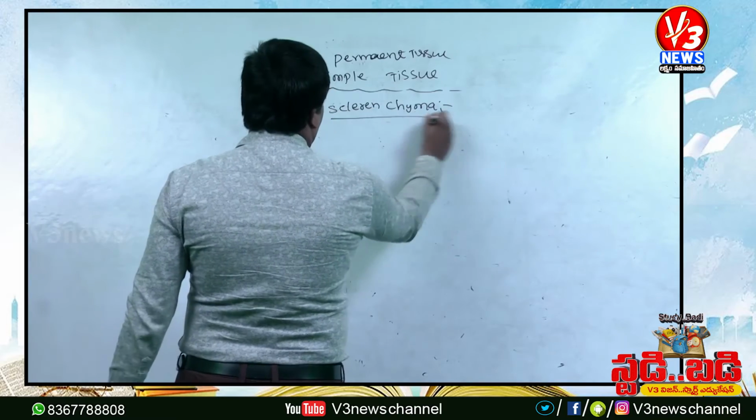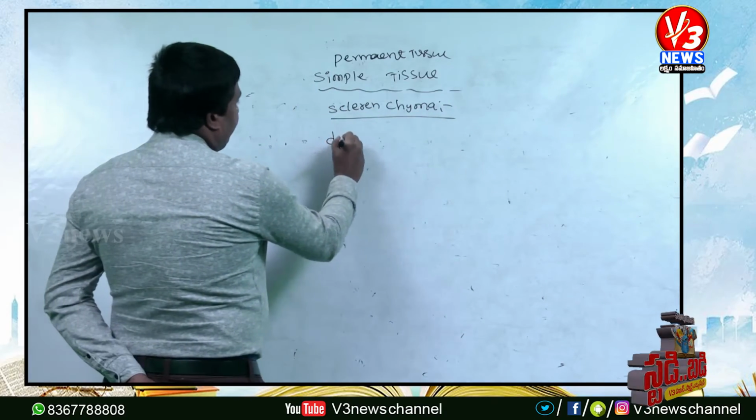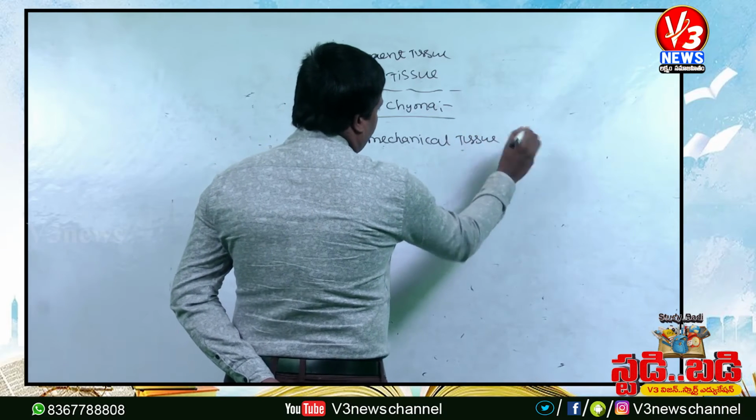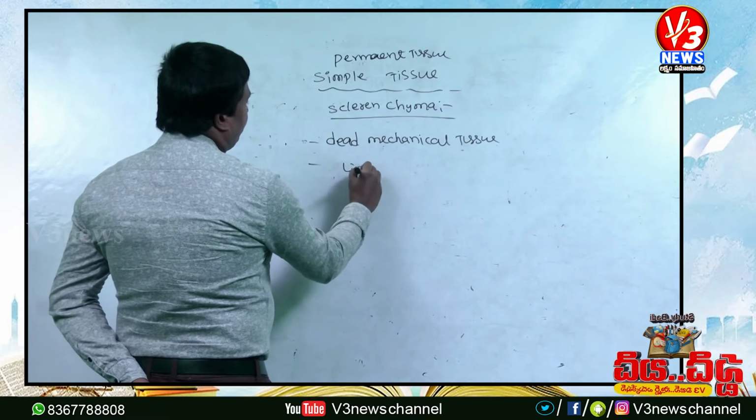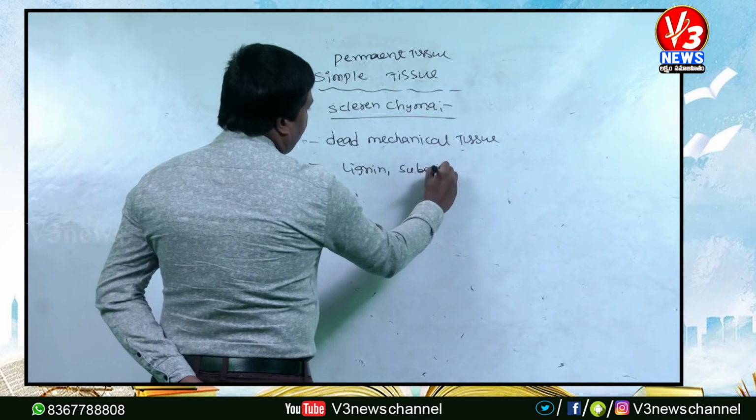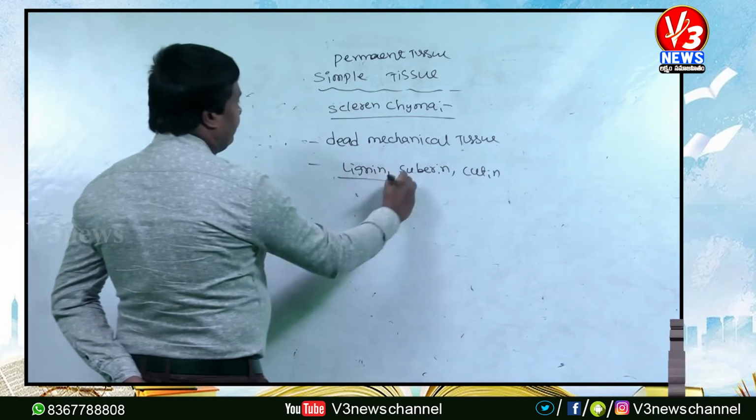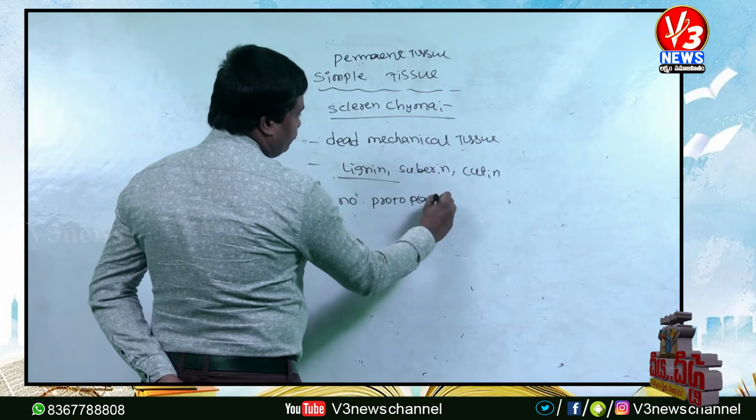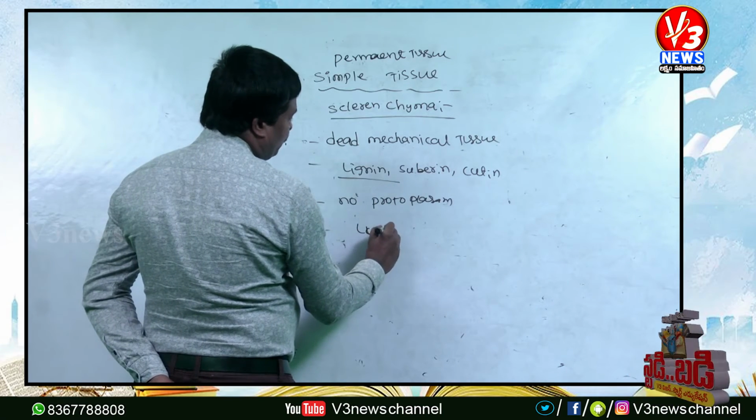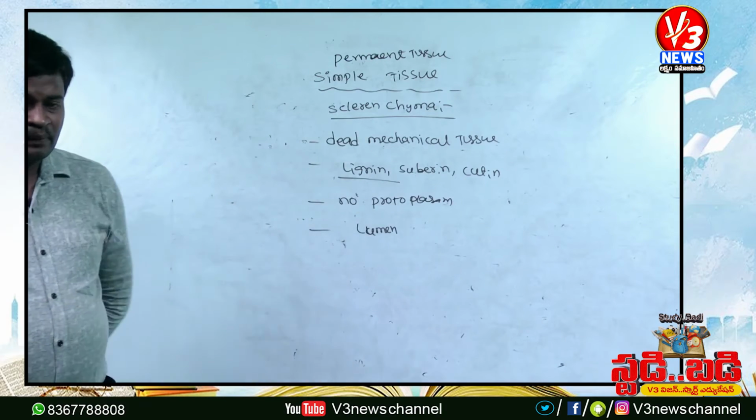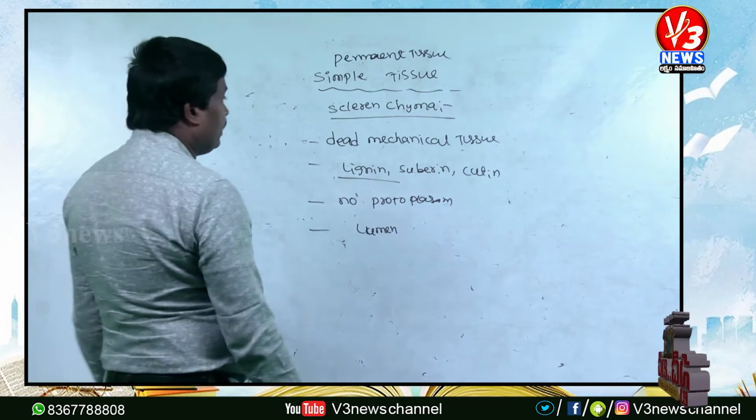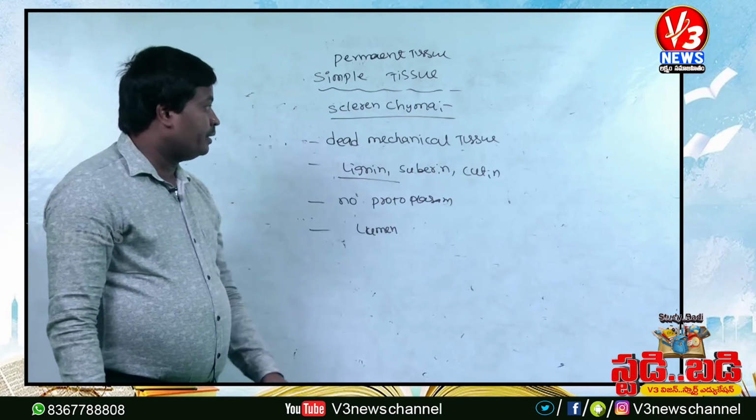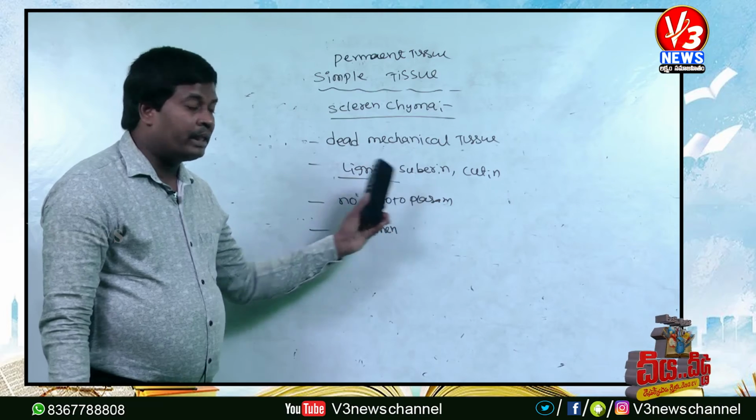So next one, sclerenchyma. Sclerenchyma, a dead mechanical tissue. The cell walls are made up of lignin, suberin, cutin, mainly lignin. So, no protoplasm. The empty space is called a lumen. So where is it present? It is present in different parts of the plant body. So sclerenchyma is a dead mechanical tissue and cells are deposited by lignin mainly.